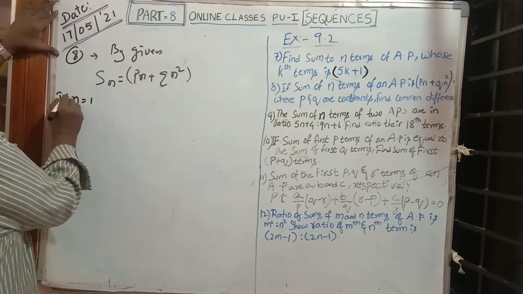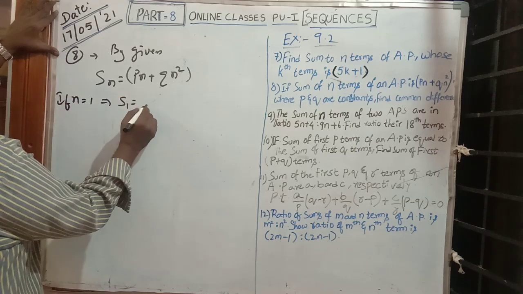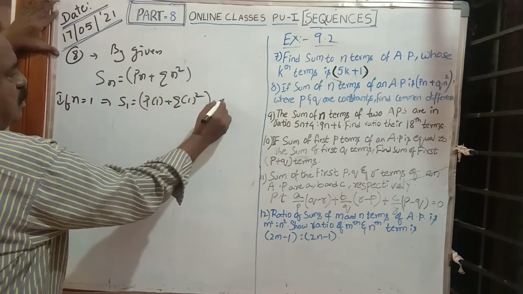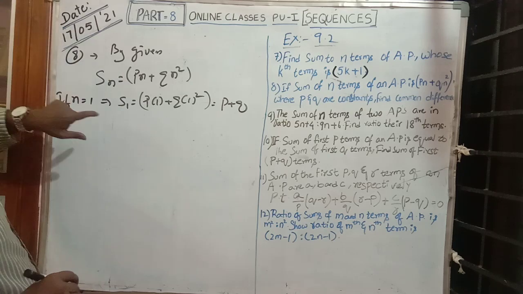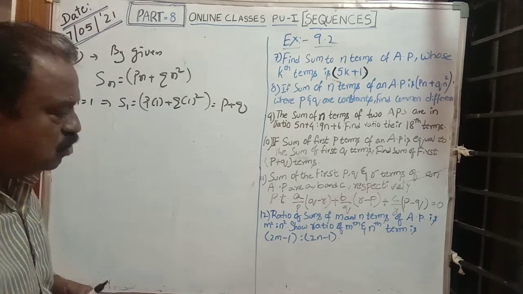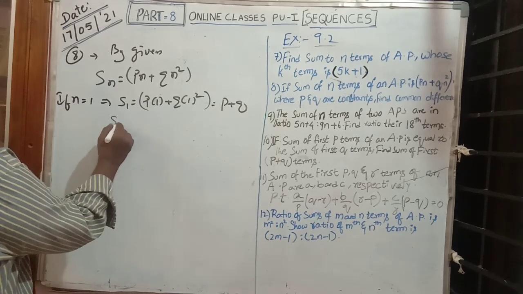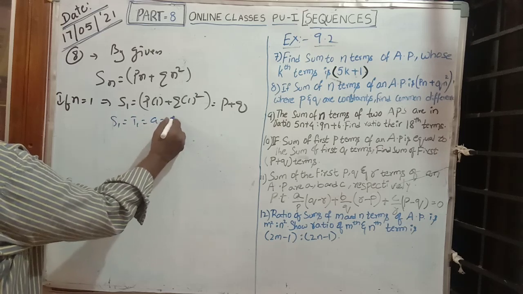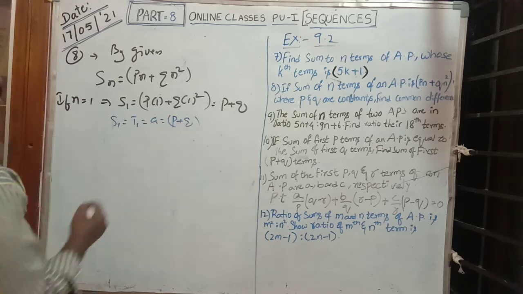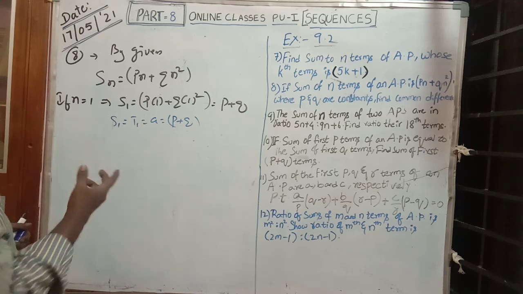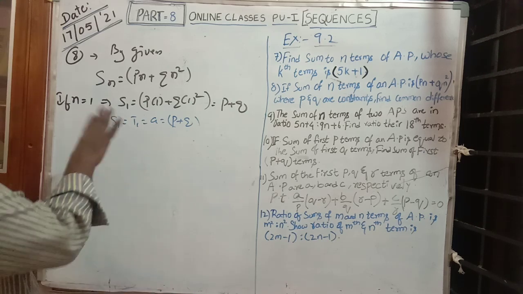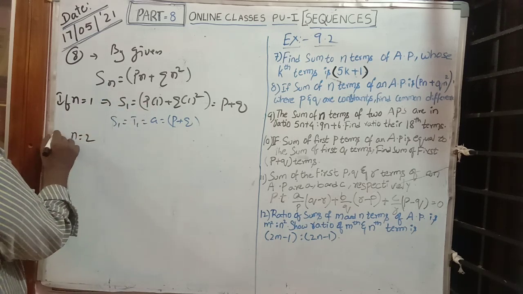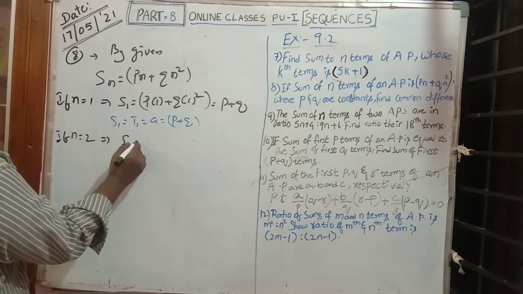When n is equal to 1, that implies S1 is equal to P into 1 plus Q into 1 square, that is P plus Q. This is S1. S1 means, very clearly, the sum of one number only. S1 is nothing but T1, is nothing but a, is nothing but P plus Q. The first term is obtained, because the sum of one number is nothing but that number only, T1 notation or a. Now, again when n is equal to 2, that means S2.